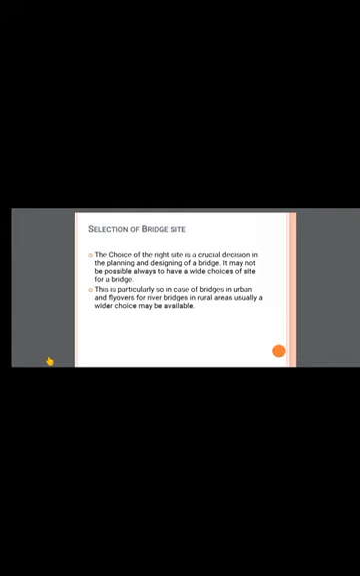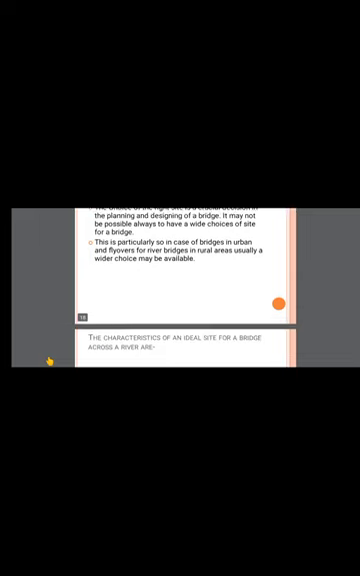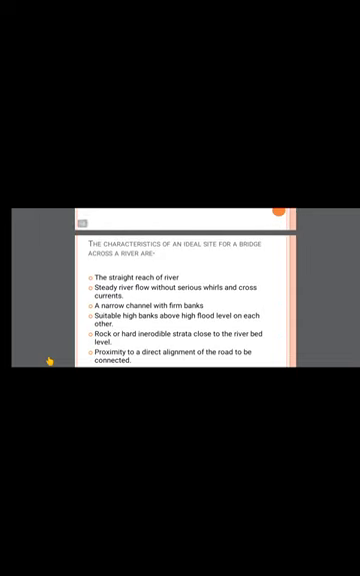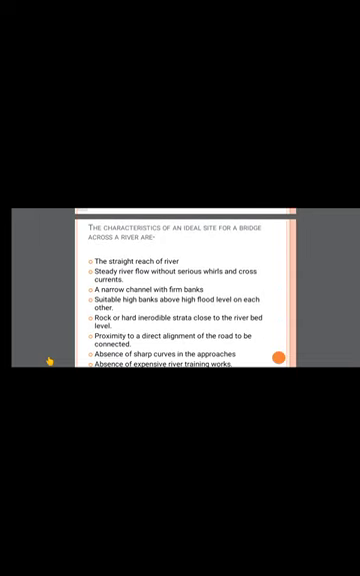So that was the first point here, and this is particularly so in the case of bridges in urban areas and flyovers. For river bridges in rural areas, usually a wider choice may be available. Bridges in urban areas and flyovers have limited choice, while for river bridges in rural areas you have choices. Now we'll discuss the characteristics of an ideal site for a bridge.